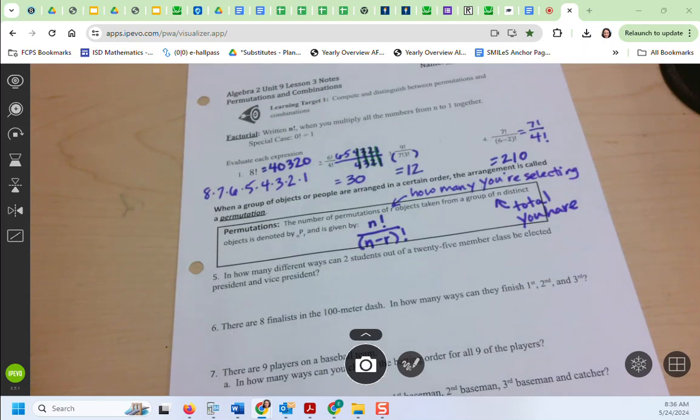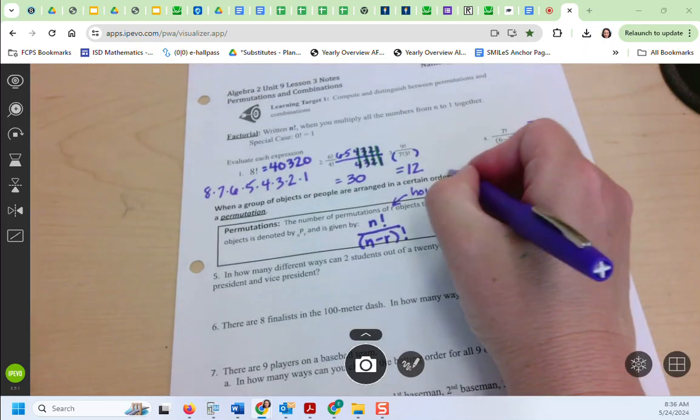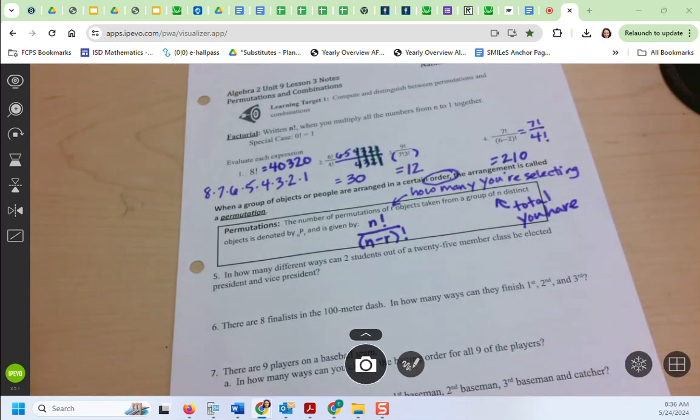It says in a certain order. So sometimes the order doesn't matter. Remember, like when we did our warm-up, sometimes the order doesn't matter. But in the permutation, the order does matter. I'm going to suggest that you just do the numerator and denominator separately and then divide just to make sure you don't make a mistake.